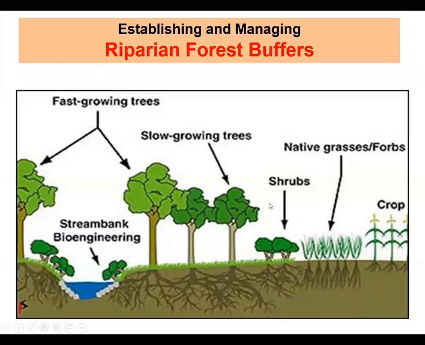Okay. Now, how about the riparian buffers? This is just a review. We've learned about riparian buffers before. Riparian buffers are also plants or vegetation, but these plants or vegetation are found on the river bank or on the sides of the river.